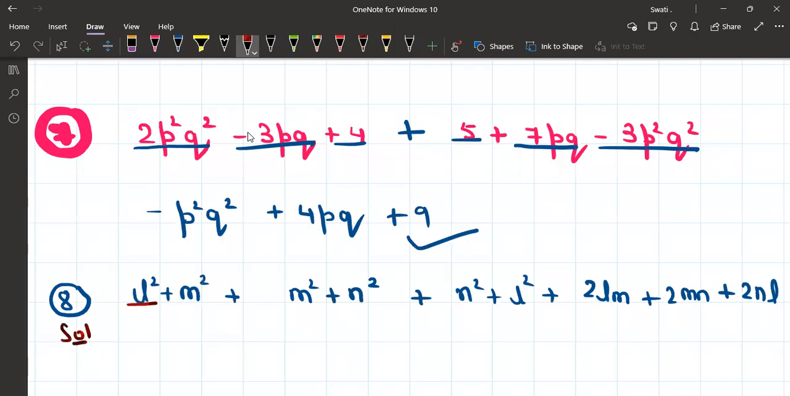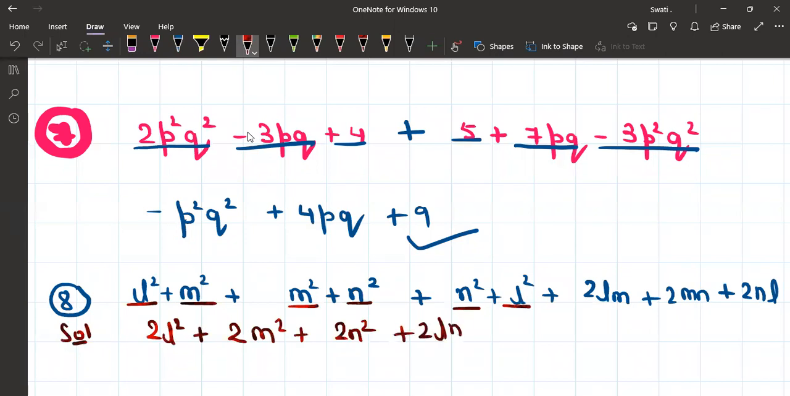You can see here L square plus L square. That is of course going to be 2L square. You can see M square plus M square. So of course it is going to be 2M square. You can see N square plus N square. So it is going to be of course 2N square. Now the last term, that is 2lm, 2mn plus 2nl is going to be same as it is, right?